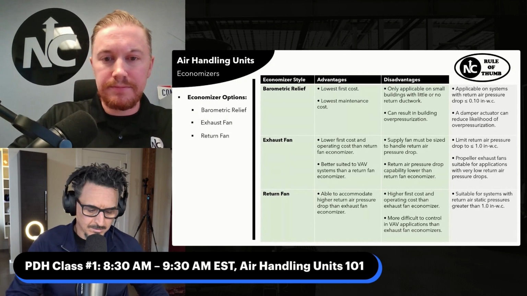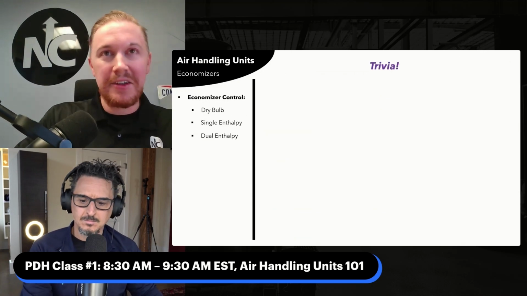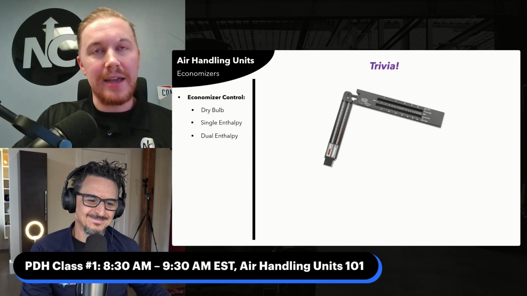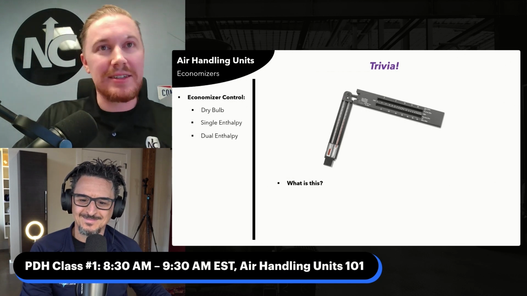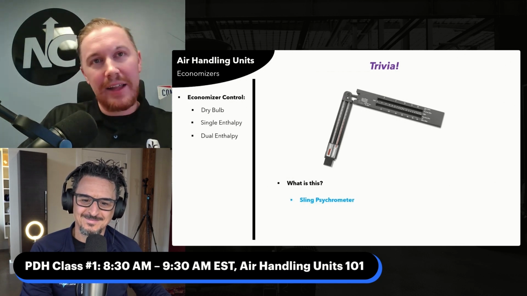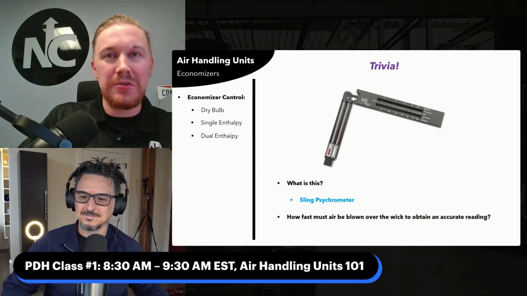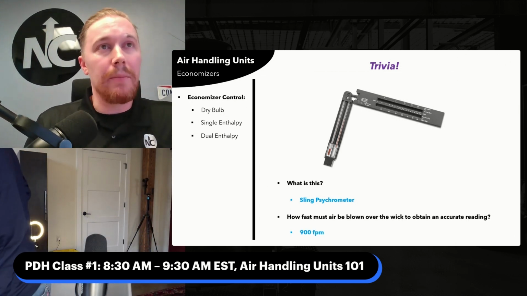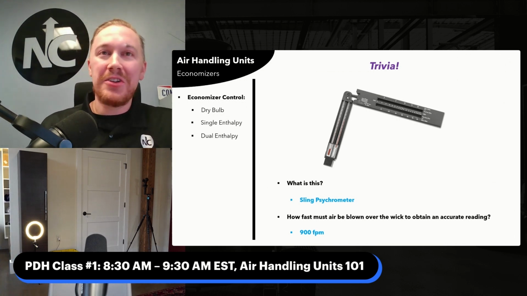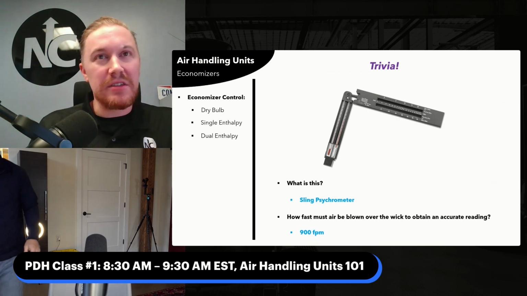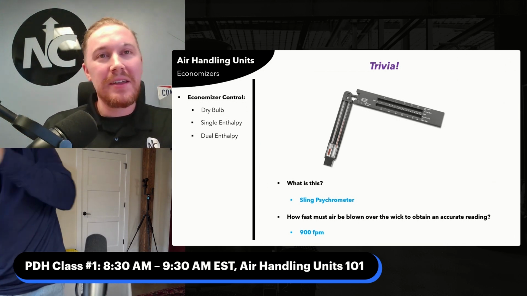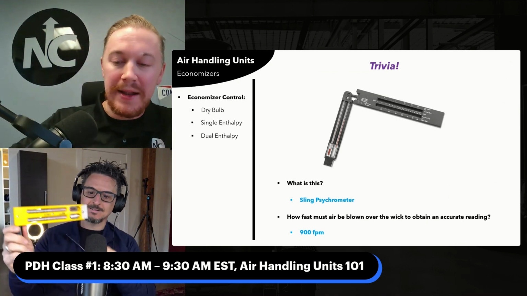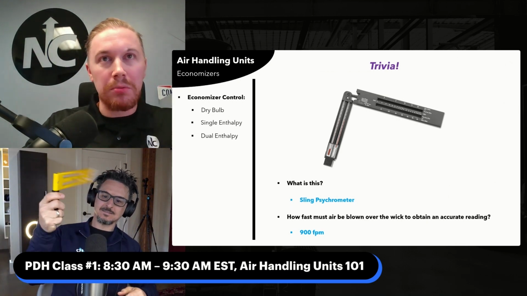Okay, so let's have some fun. Trivia. What is this? This is a sling psychrometer. And I like to throw in here, what speed do we have to spin this sling psychrometer at in order to get an accurate wet bulb reading? Meaning there's a saturated wet piece of cotton on the end of the thermometer, creating an evaporative cooling effect. And if we spin that at 900 feet per minute, we're going to get a good wet bulb reading.